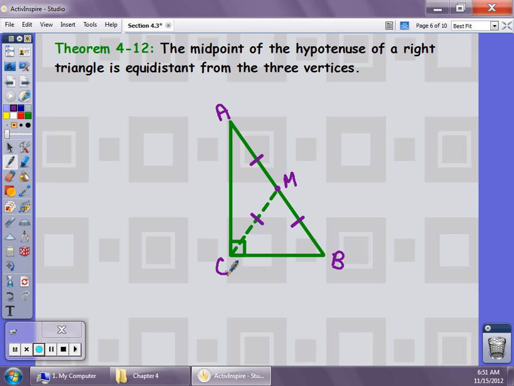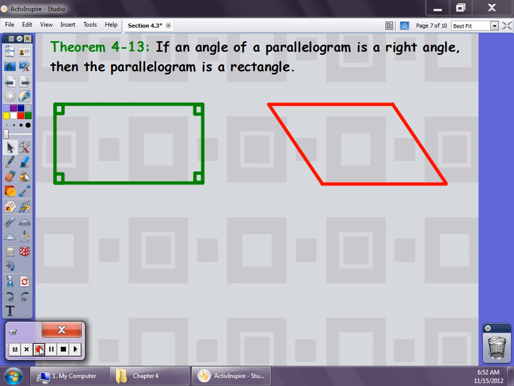So if we make a segment, which we're going to call CM, which is this dotted line here, the distance from CM will be the same distance from AM and from BM. Theorem 4-13 states if an angle of a parallelogram is a right angle, then the parallelogram must be a rectangle.